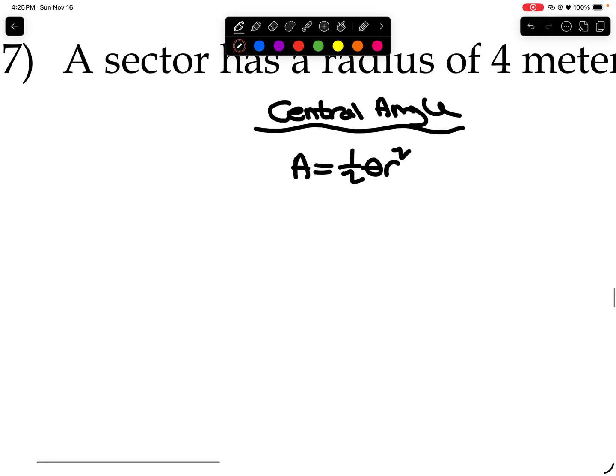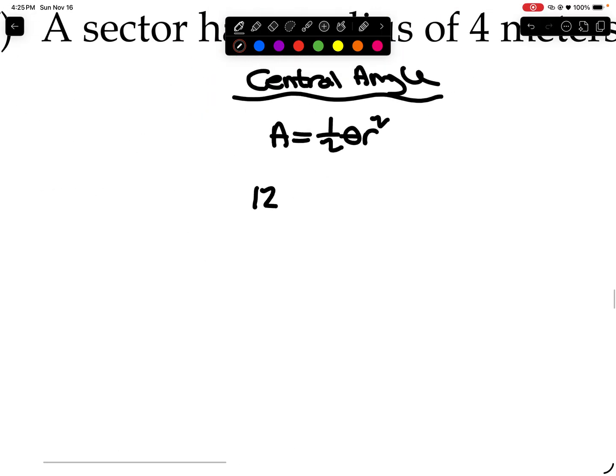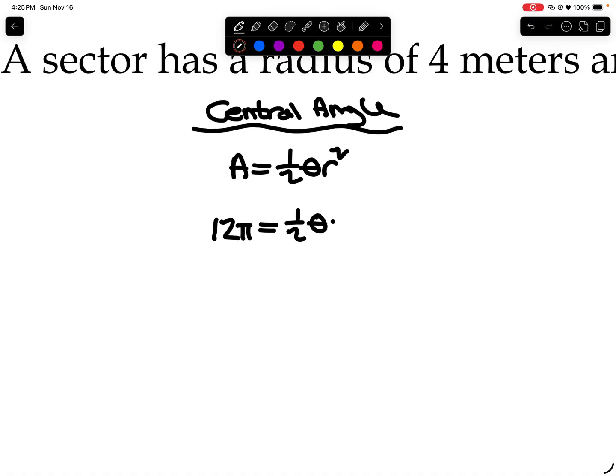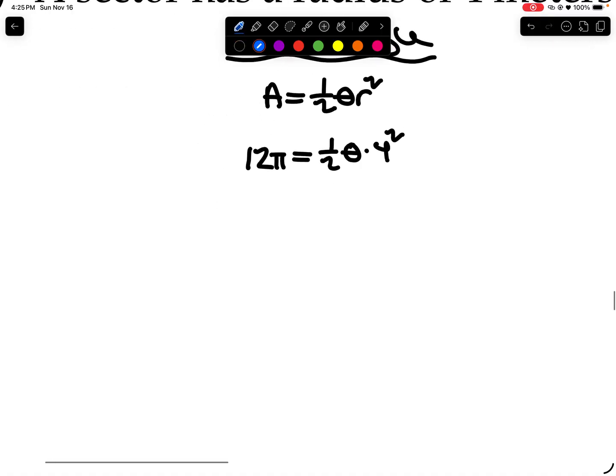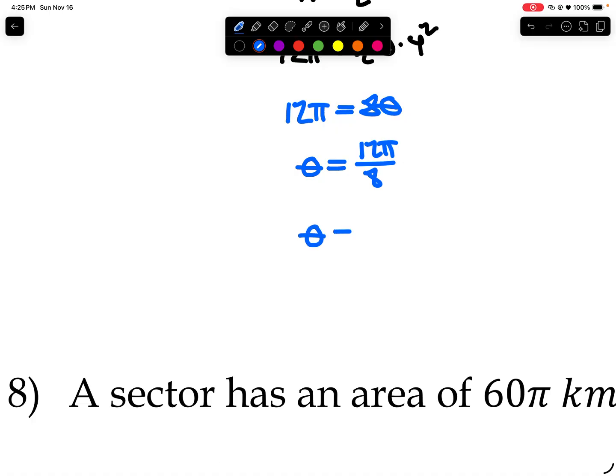So based on this given information, we do know that the area is going to be 12 pi square meters, and that's going to equal 1/2 times the central angle, which is what we're solving for, and we have a radius of 4, so times 4 squared. So over here, 4 squared is going to be 16. Half of 16 is going to be 8. So that's going to be 12 pi is equal to 8 theta. Divide both sides by 8, so theta is equal to 12 pi divided by 8, which means your theta value when you divide by 4 is going to be 3 pi over 2.